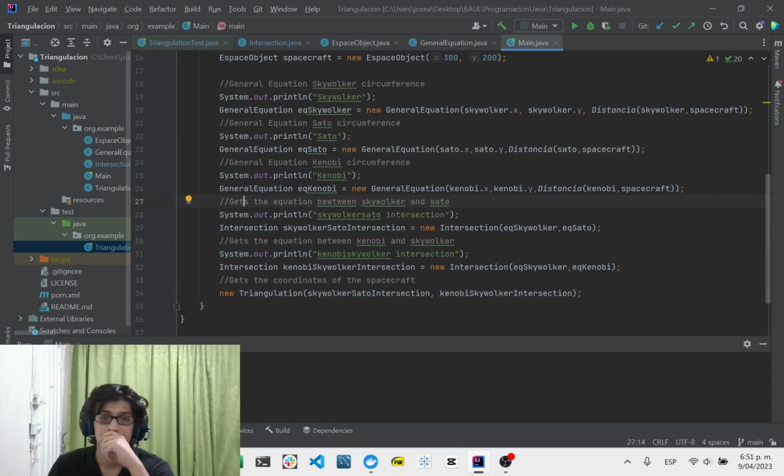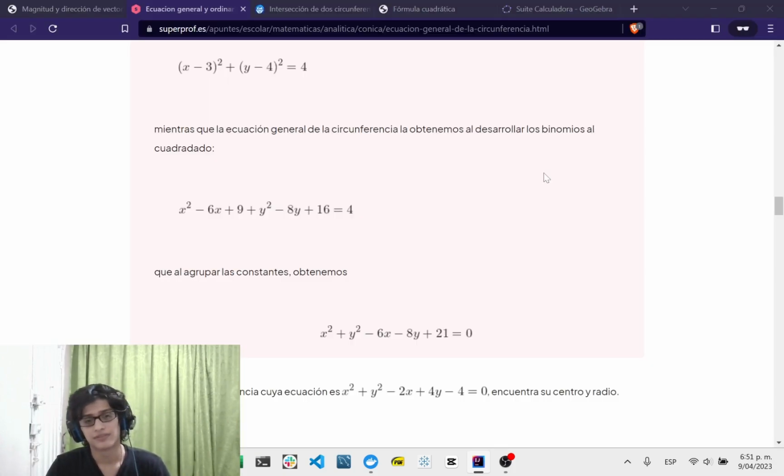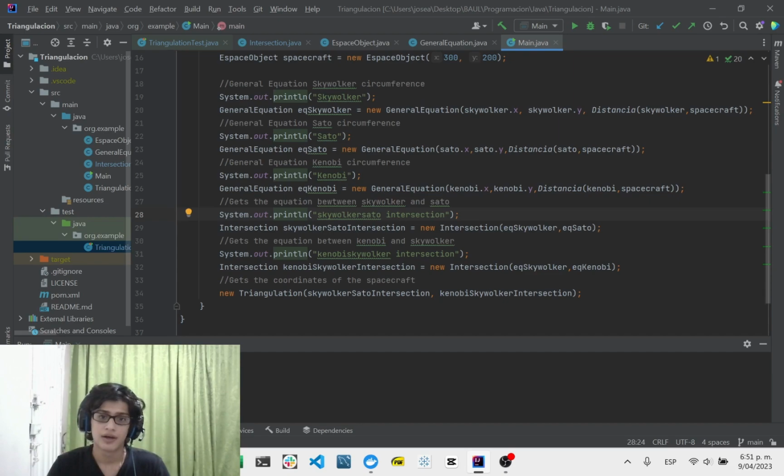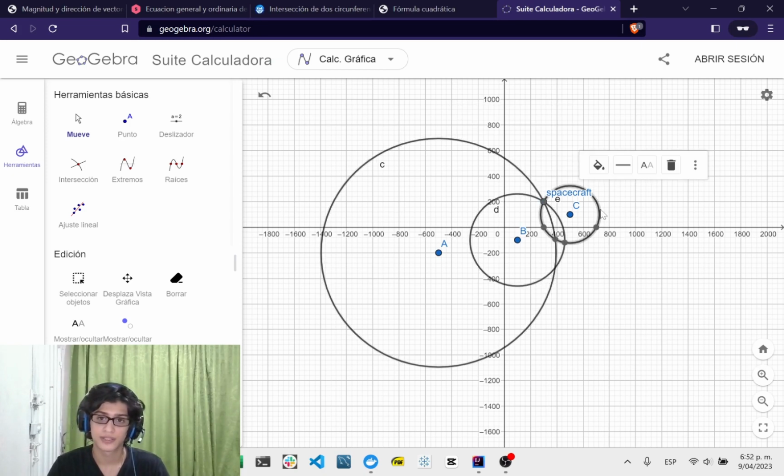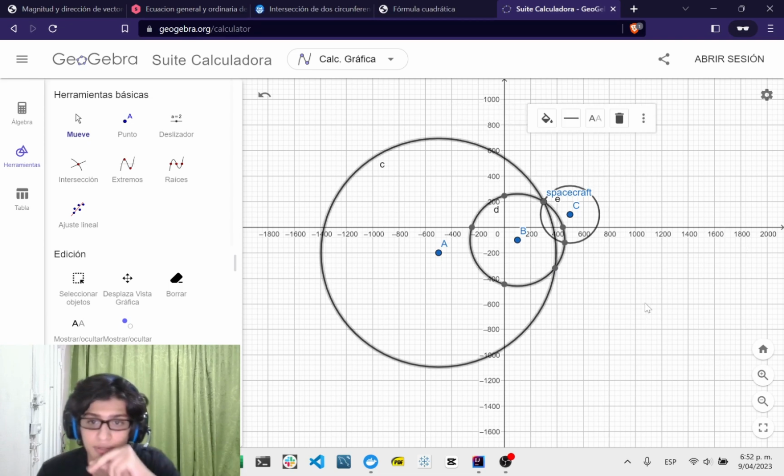The second step is to get the intersections between two circumferences. Well, in fact, I need the intersections of three circumferences. So I'm going to use, for example, here the intersection between this and this, and the intersection between this and this. Why? Because with this, I'm going to find that they have two intersections, that is this and this.